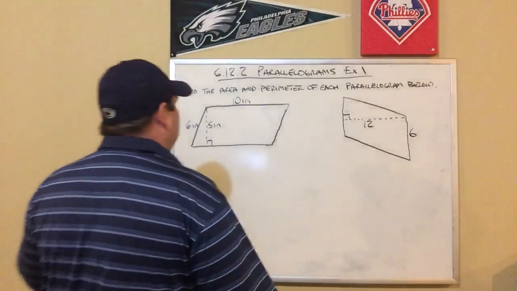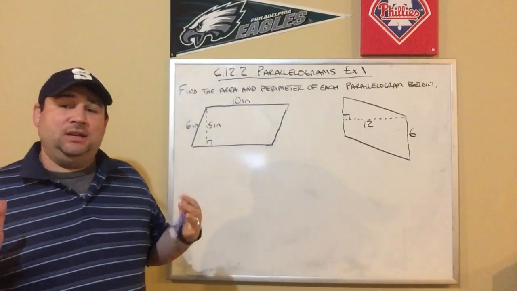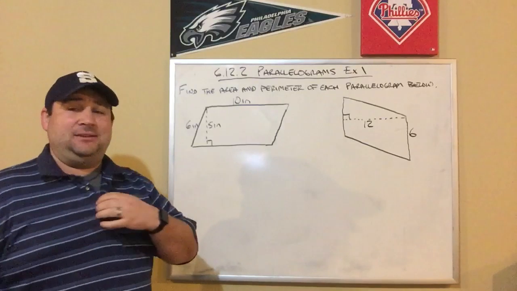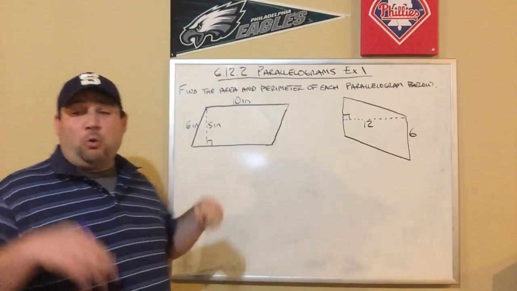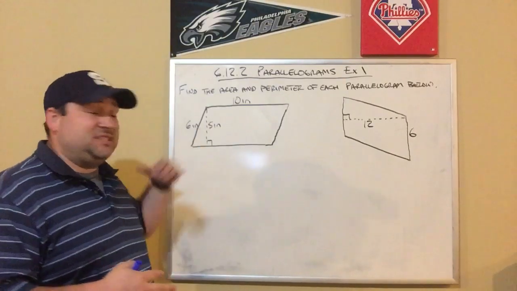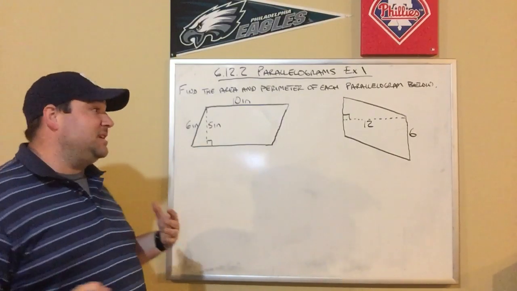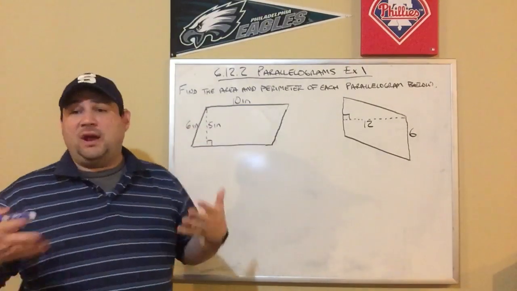All right, sixth grade. So we're going to continue geometry. We talked about rectangles. Now we're talking about parallelograms, which are similar to rectangles in that they're quadrilaterals, which means they have four sides. The difference is they don't necessarily have all right angles.